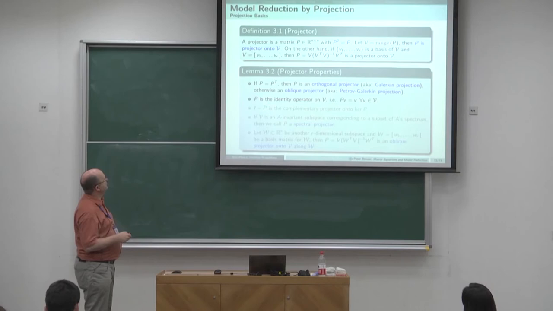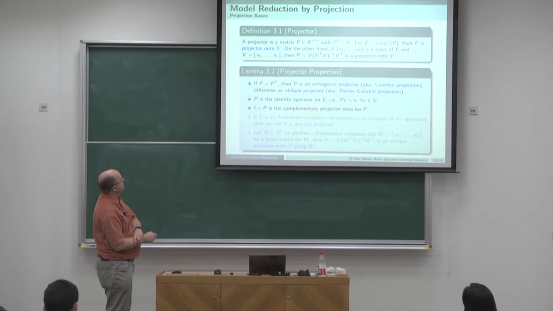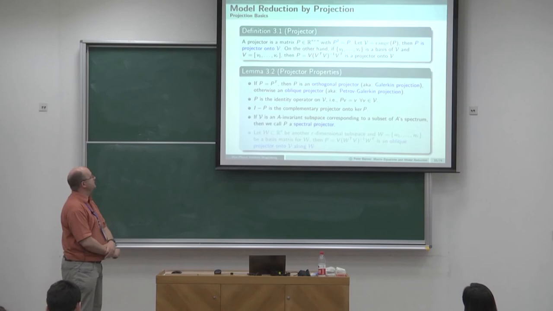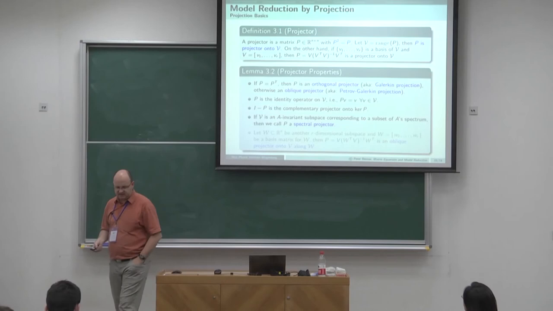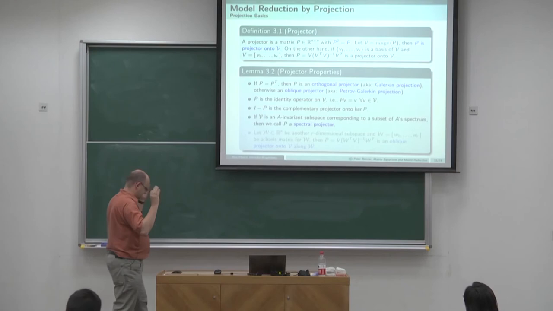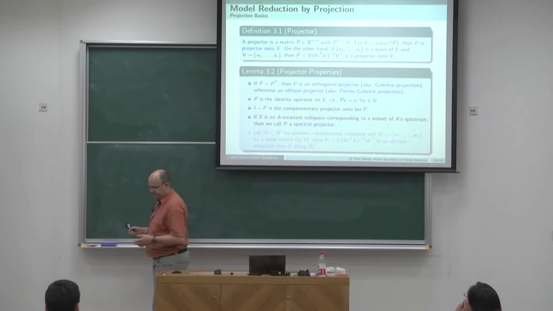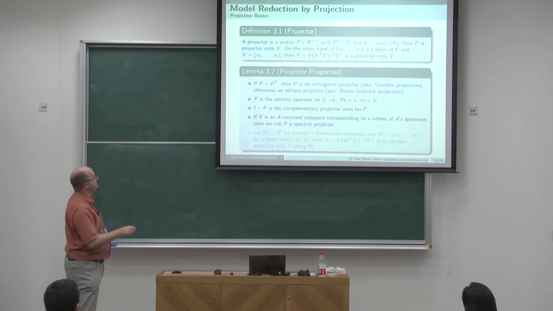That's just a trivial property: I minus P is a projector onto the kernel of P. It's also relatively clear from the definition. We call a projector a spectral projector if it's associated with a particular A-invariant subspace, where A is any given matrix. So you have, say, a space spanned by some eigenvectors of a matrix, and if you have a projector onto that particular subspace, in that setting we call P a spectral projector.